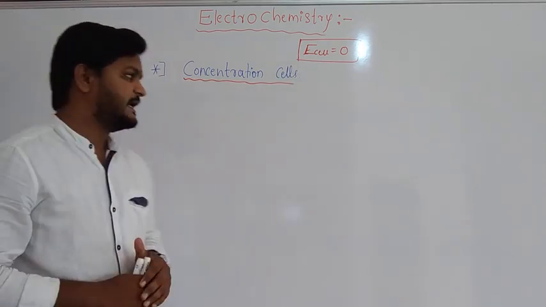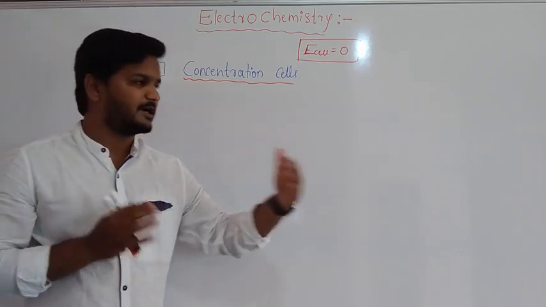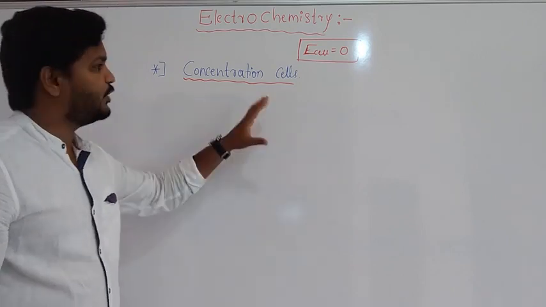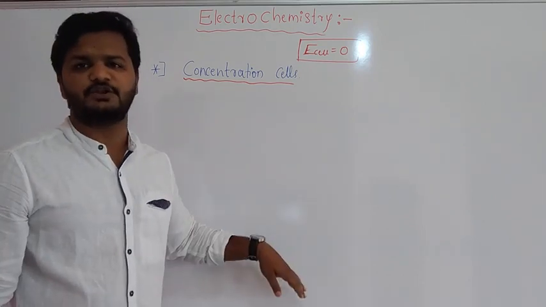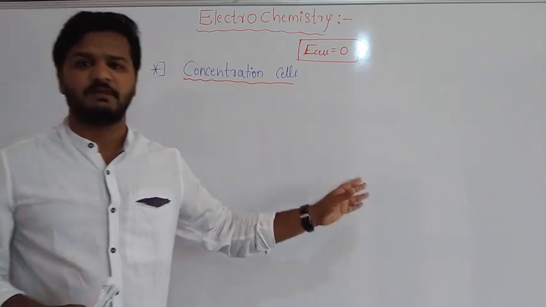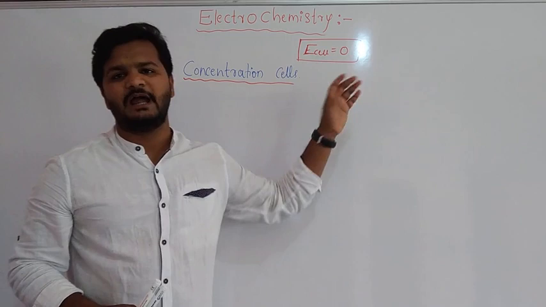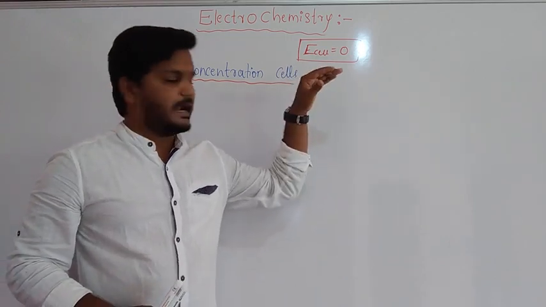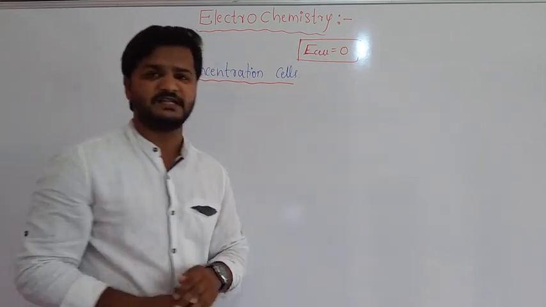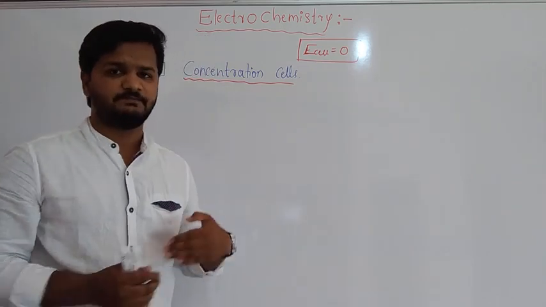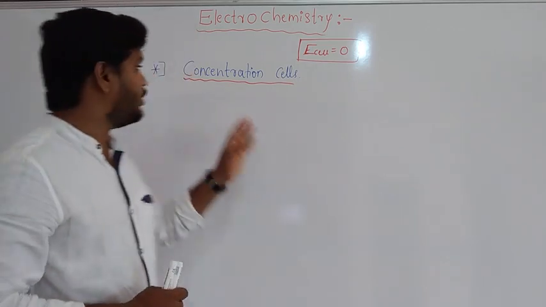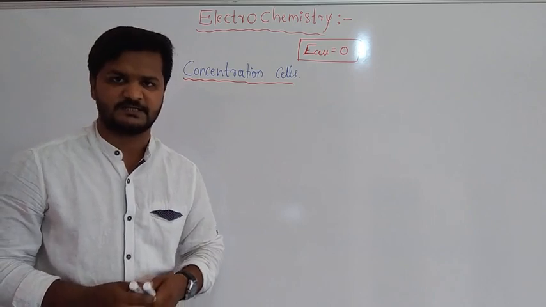Just imagine, students, there are two compartments like a galvanic cell. In the first half cell, I am going to take a zinc electrode dipped in a ZnSO4 solution. That is one half cell. In the other half cell, the same condition applies: a zinc electrode dipped in a ZnSO4 solution. But the concentrations in these two half cells are different. By this condition, we are going to produce electricity. That is called a concentration cell.